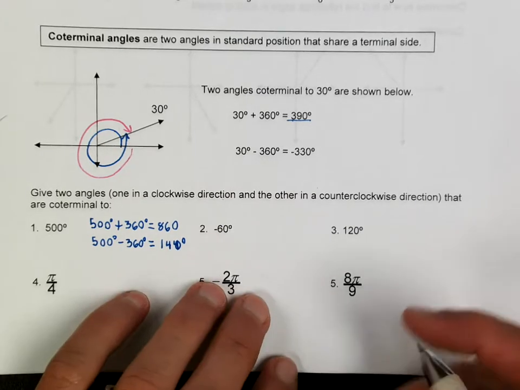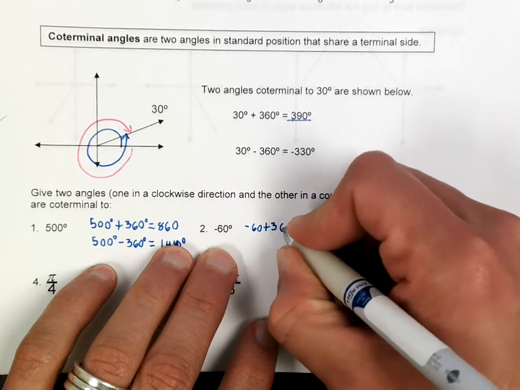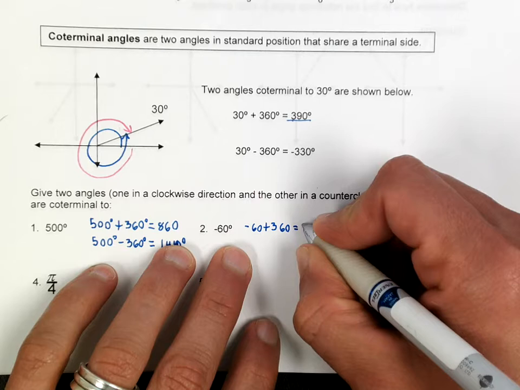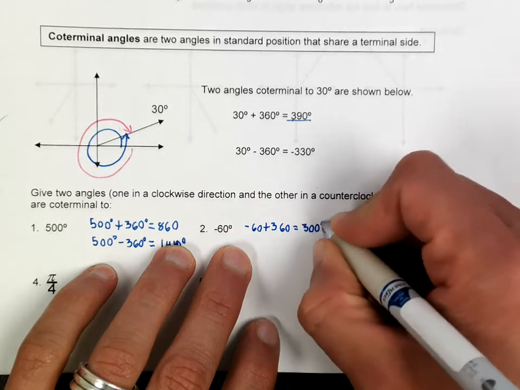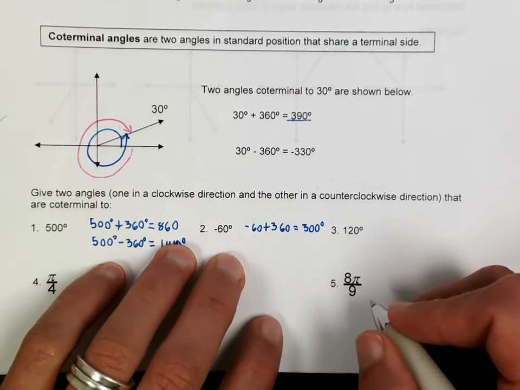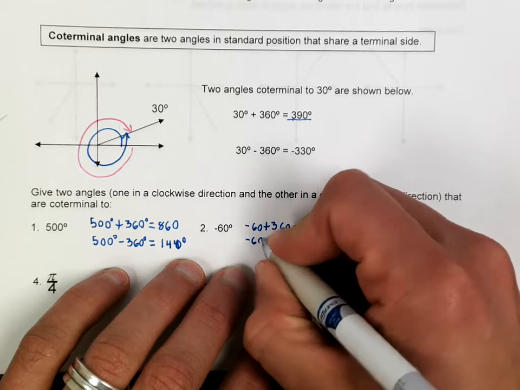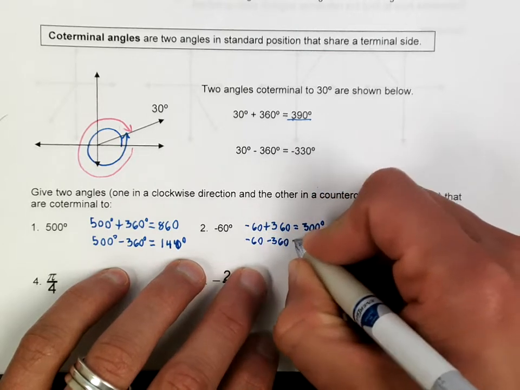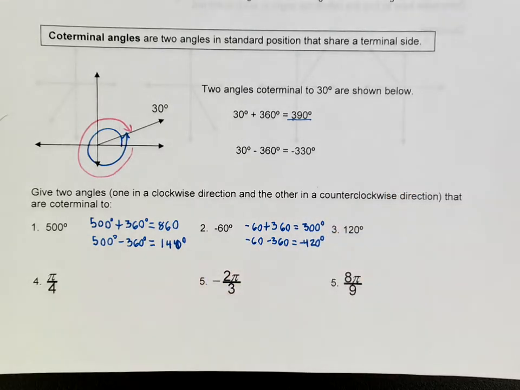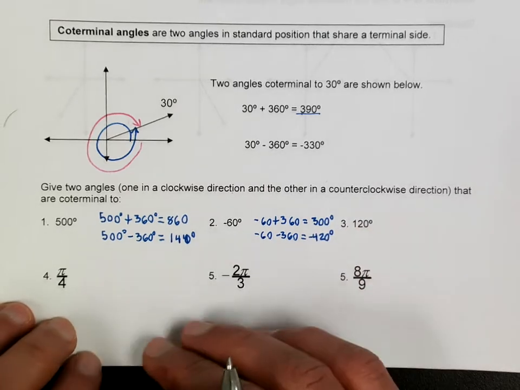Alright, on this one right here, same idea. I'm going to add 360. So that would give me 300. So negative 60 and an angle that has a 300-degree angle on it would look basically the same. Alright, so negative 60 minus 360, that's negative 420. Alright, what else? The same idea on that one, I'm not going to do that one though.